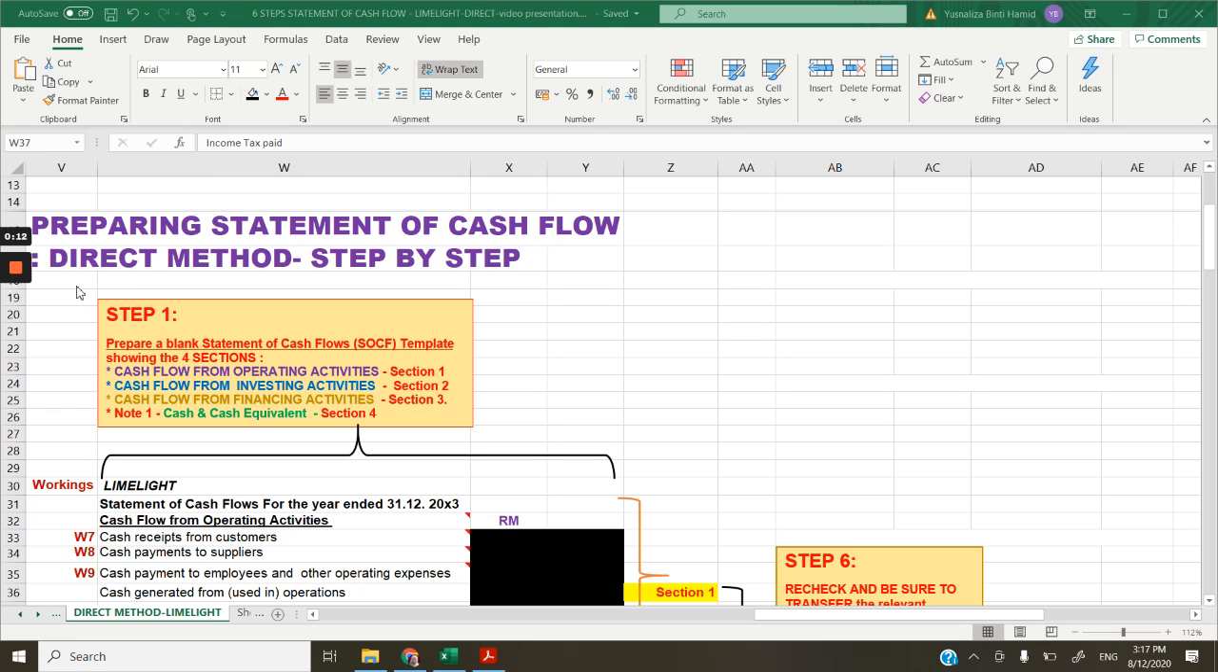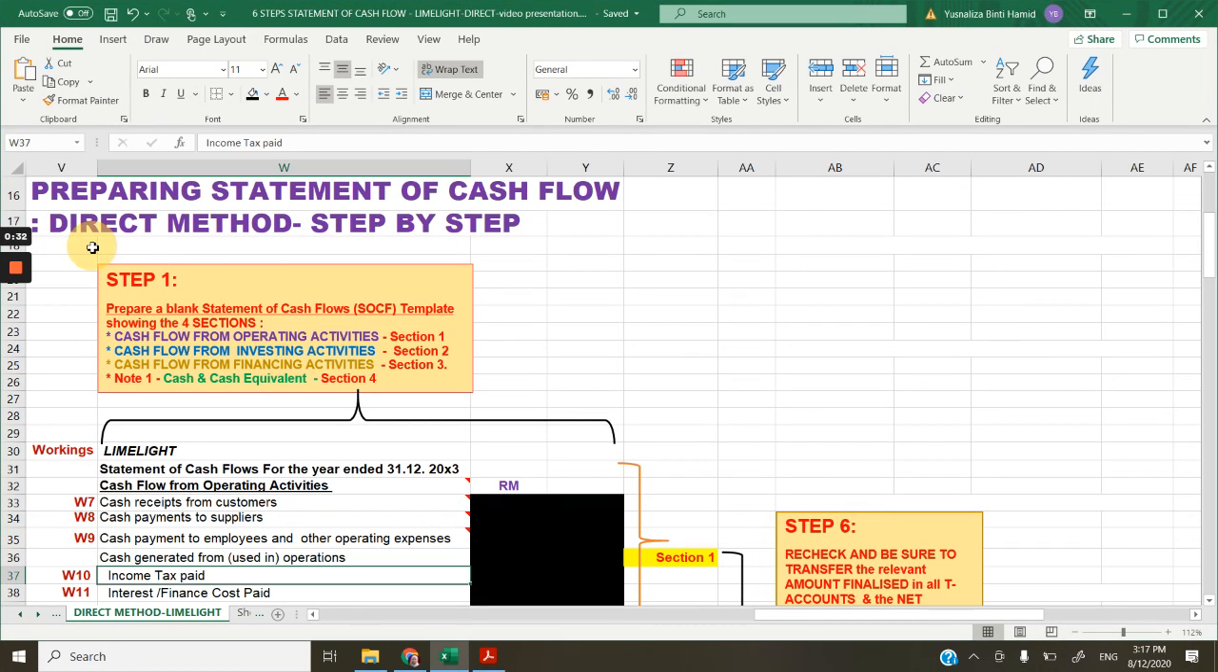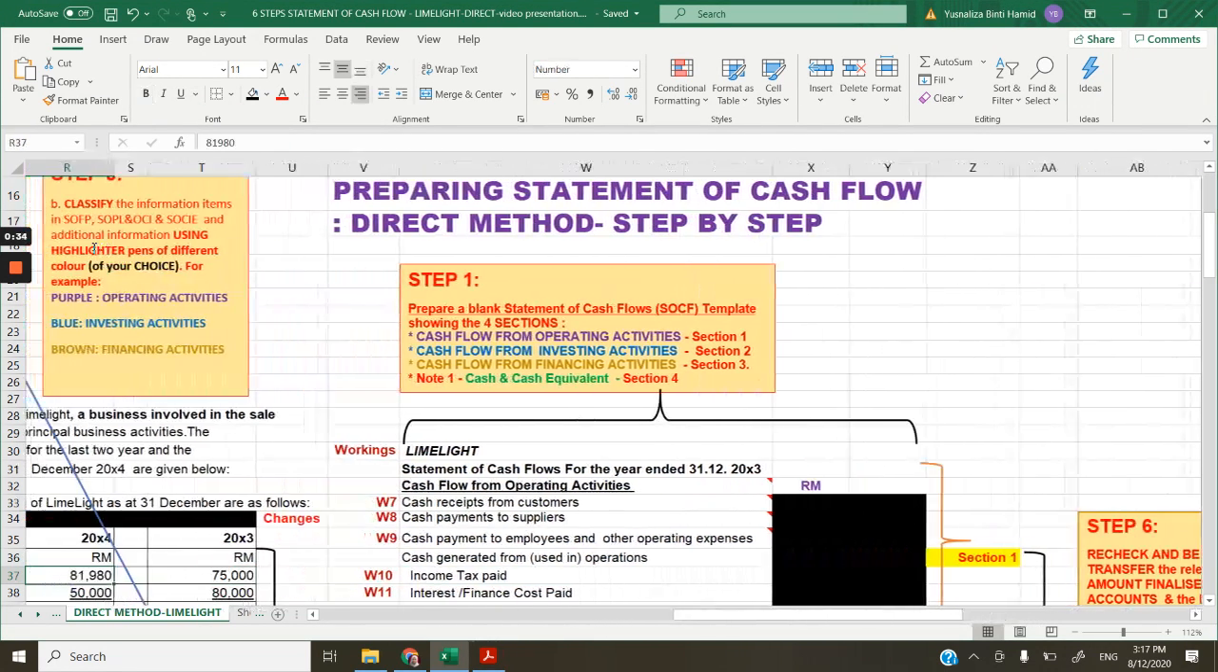Today's session, we are going to prepare the statement of cash flow using the direct method. And this will be showing an example which will help you to prepare the statement of cash flow using direct method step by step. Okay, let's look at the question.